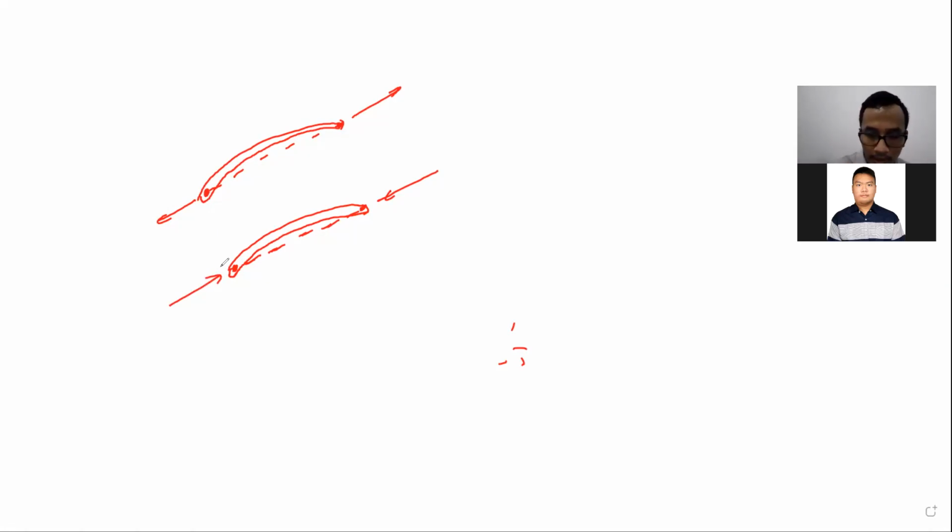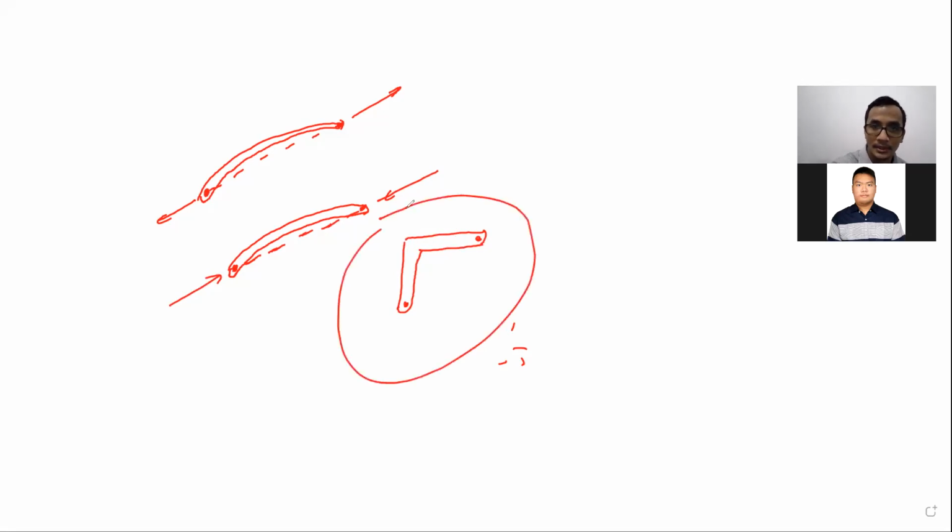Actually, it is the same thing. If you have a two force member that has this kind of shape, it is possible, because in order to become a two force member, the shape does not have to be a straight line like that. It can be like this as well, as long as the force is only happening at both ends and it's either tension or compression.